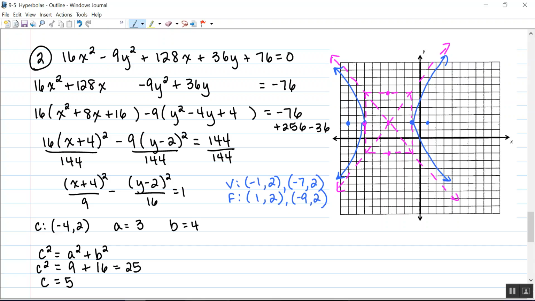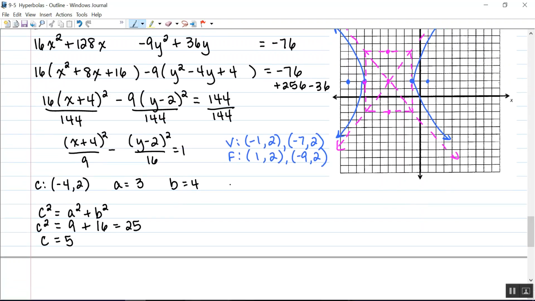Now I need to find the equations of the asymptotes. So remember, one is going to have a positive slope and one is going to have a negative slope. The one with the positive slope is up 4 and right 3, so that's 4/3. The one with the negative slope is going to be down 4 and right 3, so -4/3. Let's pick a point. I think I'll use this point right here, which is (-1, 6), and for the other line I'll use this point, (-1, -2).